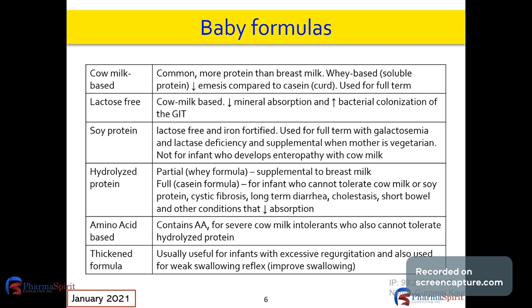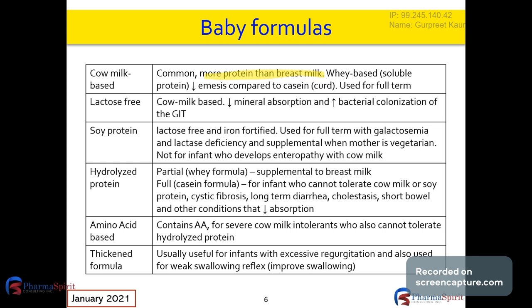Baby formulas. So here we'll talk about the different baby formulas. The first one is cow milk based, and this is the one that's most commonly used. The problem with the cow milk based formula is that it contains more protein than breast milk, and this is a problem for infants because they may not be able to digest the protein in the cow milk formula, and as a result, they may develop gastroenteropathy, with things like abdominal cramps and abdominal pain, and they get fussy and they have lots of gas.